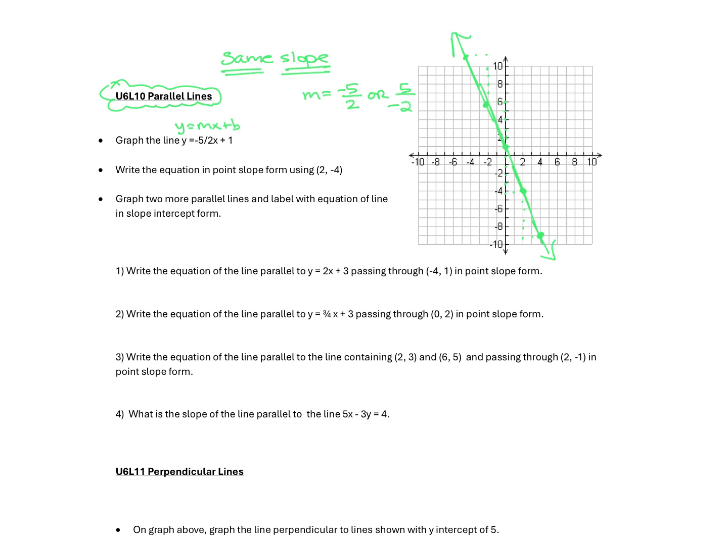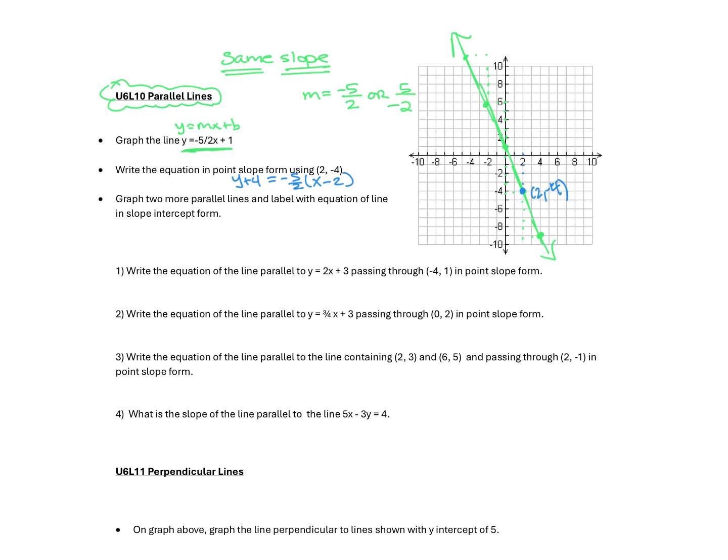It says, write the equation in point slope form using 2, -4. Does this line contain 2, -4? Let's go check it out. 2, 1, 2, 3, 4. Yes, it does. There's my 2, -4. So I could also write this equation. Up here, this is my slope-intercept form. But I could also write this equation in point slope form. That's my y minus my y equals my slope -5/2 times x minus my x. In this case, that'd be y minus a -4, which is +4, and x minus 2.